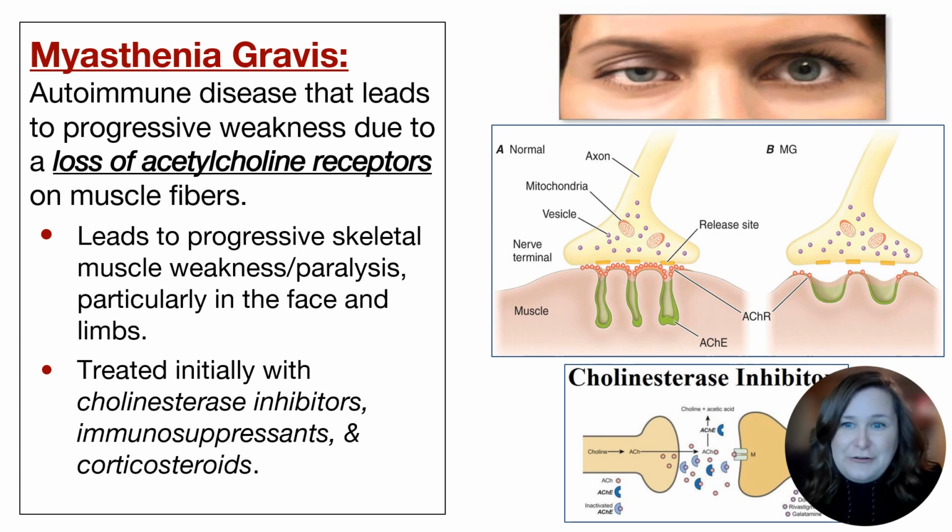Myasthenia gravis, I want to talk a little bit about because we talked a little bit about this in lab. This is an autoimmune disease that leads to progressive weakness due to a loss of those acetylcholine receptors on the muscle fiber. So when that acetylcholine can't bind, when any of those steps at the neuromuscular junction don't happen, none of the steps following it can happen either. So this is going to lead to progressive skeletal muscle weakness. And you can have like face paralysis and things like that.